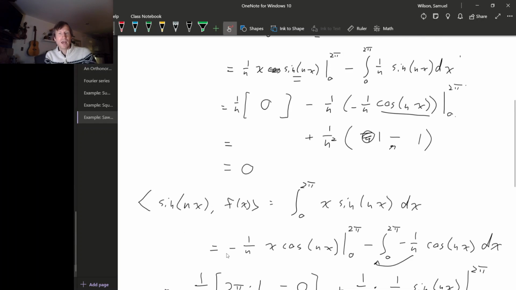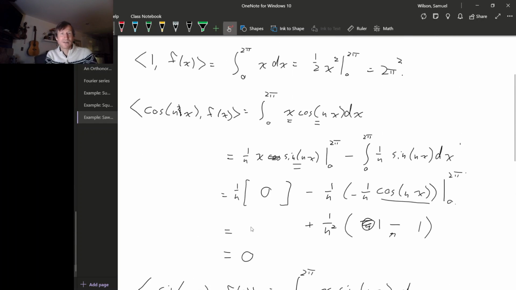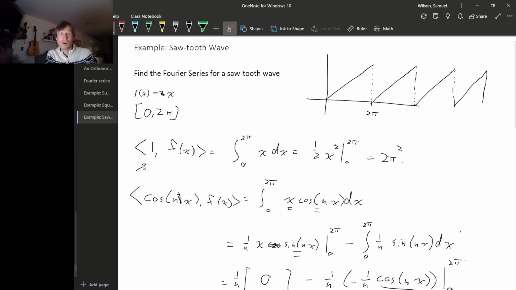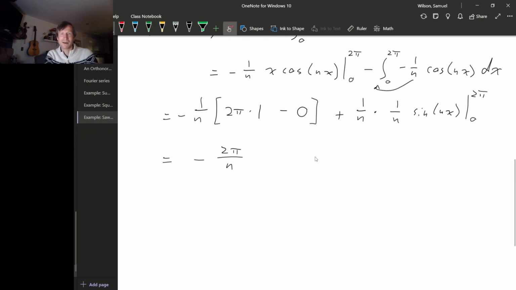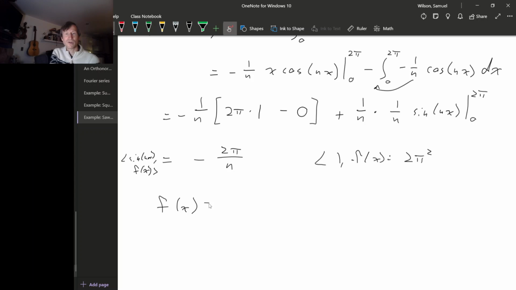All right. And remember, we had a non-zero coefficient up here for 1. It was 2 pi squared, so let me write that one down. 2 pi squared. And then this was the inner product with sine nx. Okay, so now we can write down the full Fourier series.